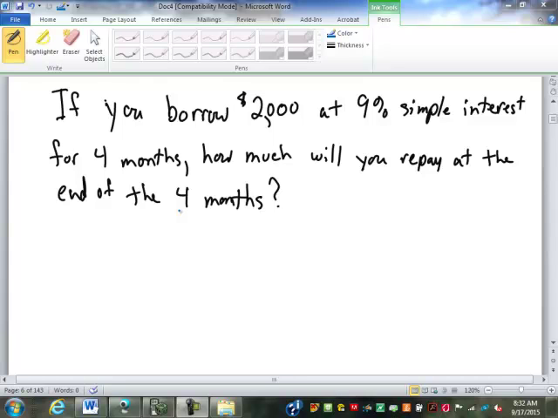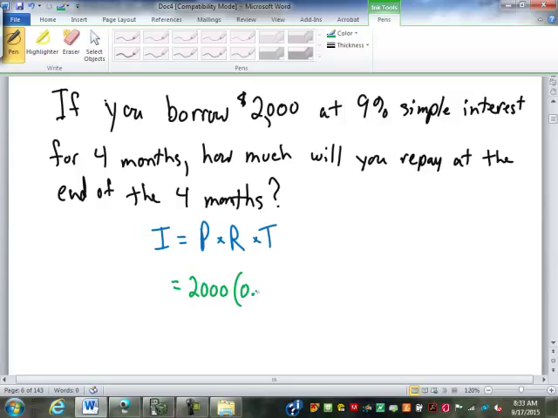So looking at this one, if you remember from Tuesday, we were talking about simple interest. Our formula for simple interest: the amount of interest is equal to the principal times the rate times the time. Do we know the amount of principal? 2,000. Do we know the rate? 9%, so we're going to write it as 0.09. And the time? 4 months, so we're going to write that as 4/12, because the time is always in years.